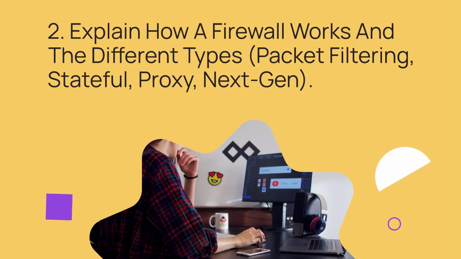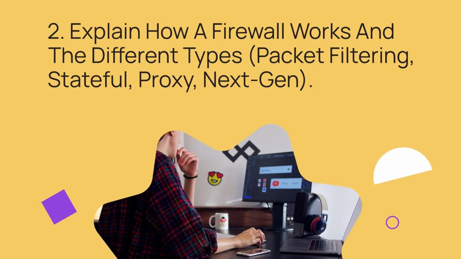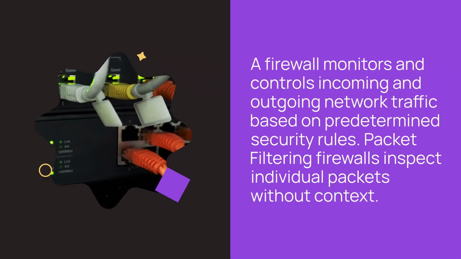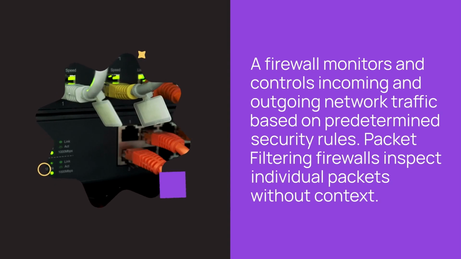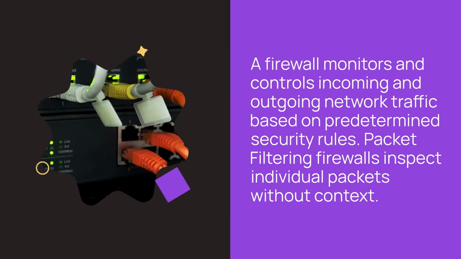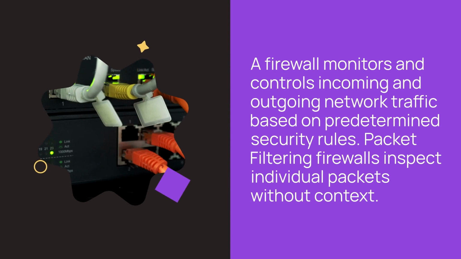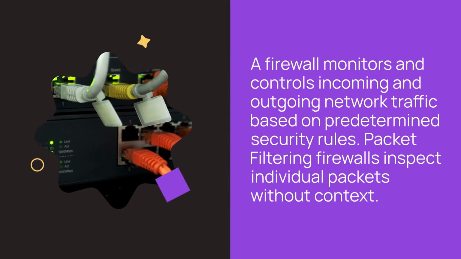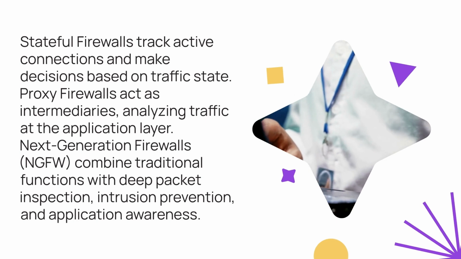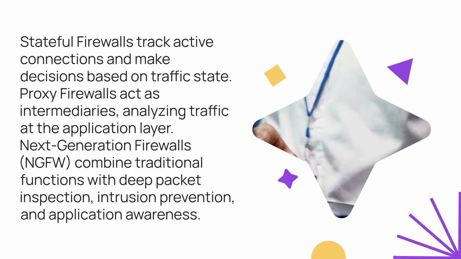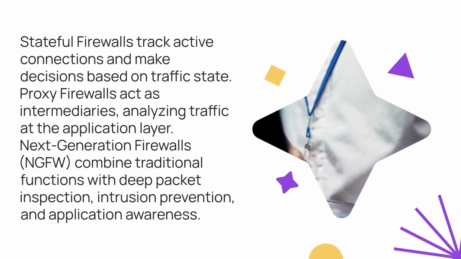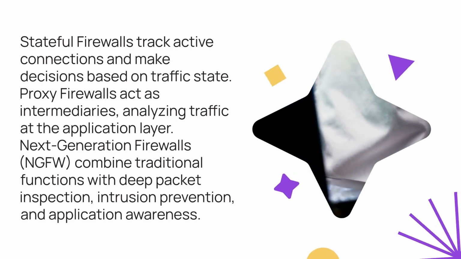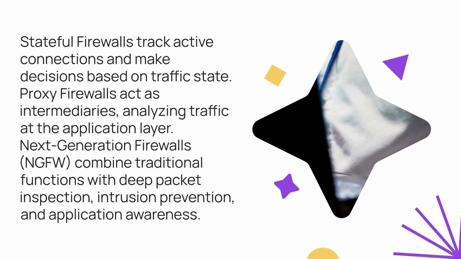2. Explain how a firewall works and the different types: packet filtering, stateful, proxy, next-gen. A firewall monitors and controls incoming and outgoing network traffic based on predetermined security rules. Packet filtering firewalls inspect individual packets without context. Stateful firewalls track active connections and make decisions based on traffic state. Proxy firewalls act as intermediaries, analyzing traffic at the application layer.